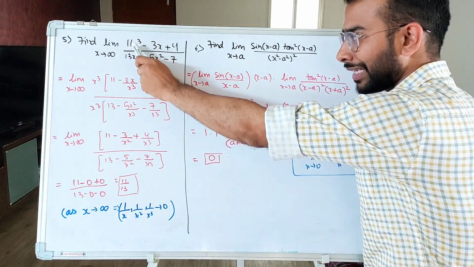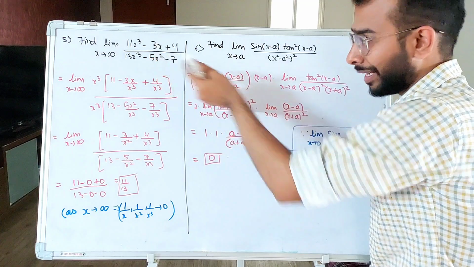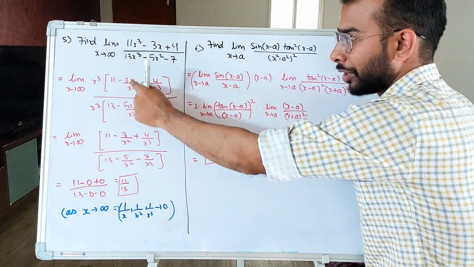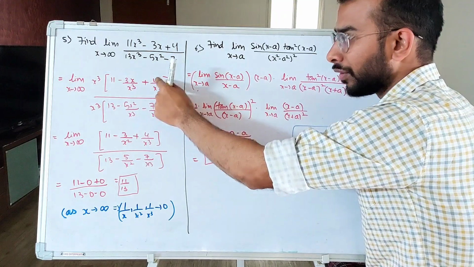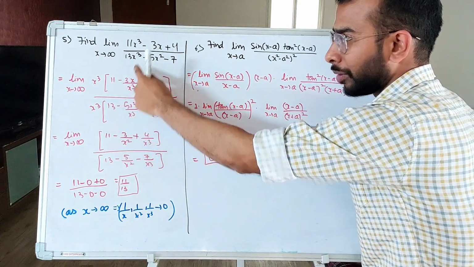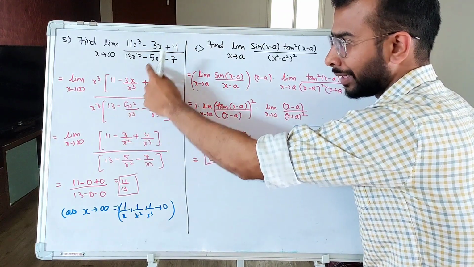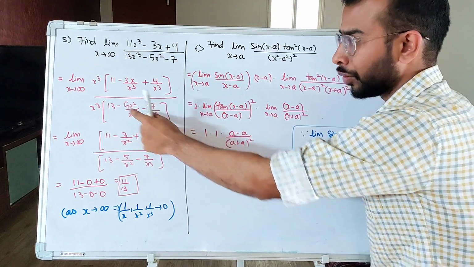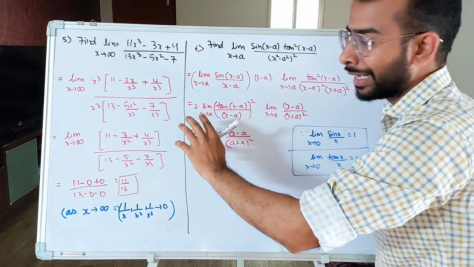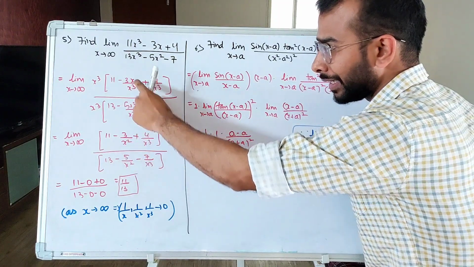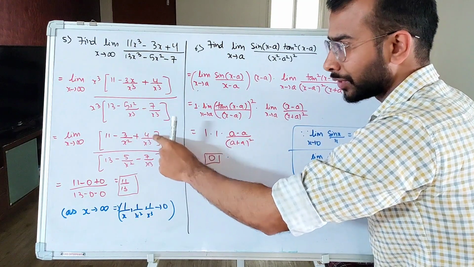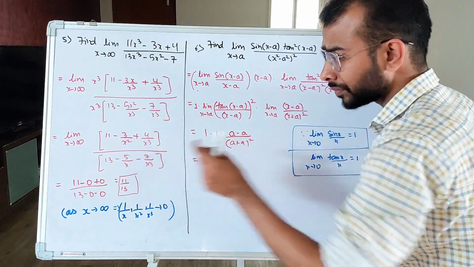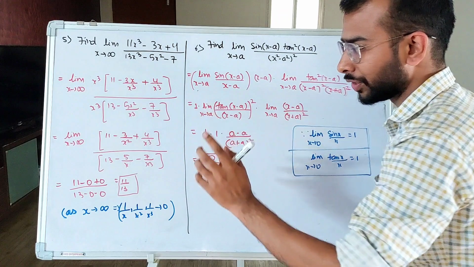The first step is we'll take the highest power variable common. If you take x to the power 3 common, in the numerator it would be 11 minus 3x upon x cube, plus 4 upon x cube. In the denominator, taking x cube common, it's going to be 13 minus 5x square upon x cube, minus 7 upon x cube. So x cube would get cancelled. The next step: here x square, here x cube, and similarly this is 1 upon x, and this is 1 upon x cube.